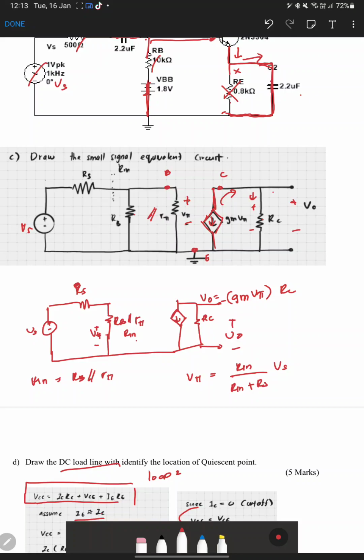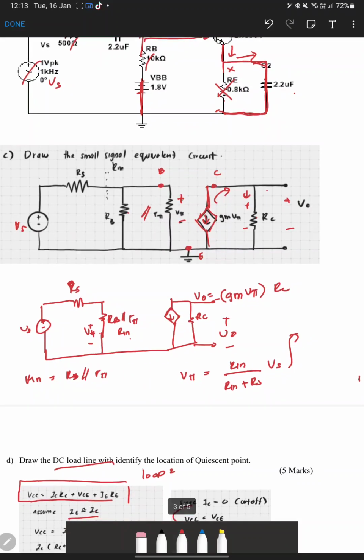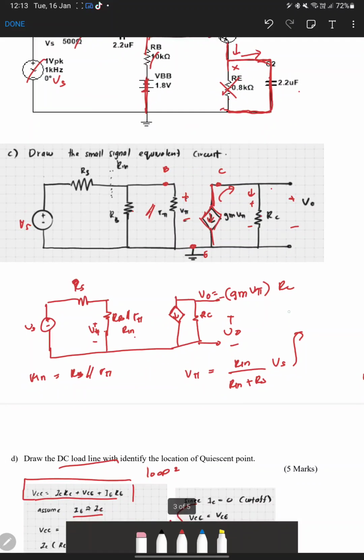So to make the equation in terms of VS, we need to rearrange our equations. So VS equal to, this division part we bring to the left side, it becomes a product. So R in plus RS over R in times V pi. Okay, so we got the value for VS. Now we have a VS and now we have a V out. So we can find the value for gain.